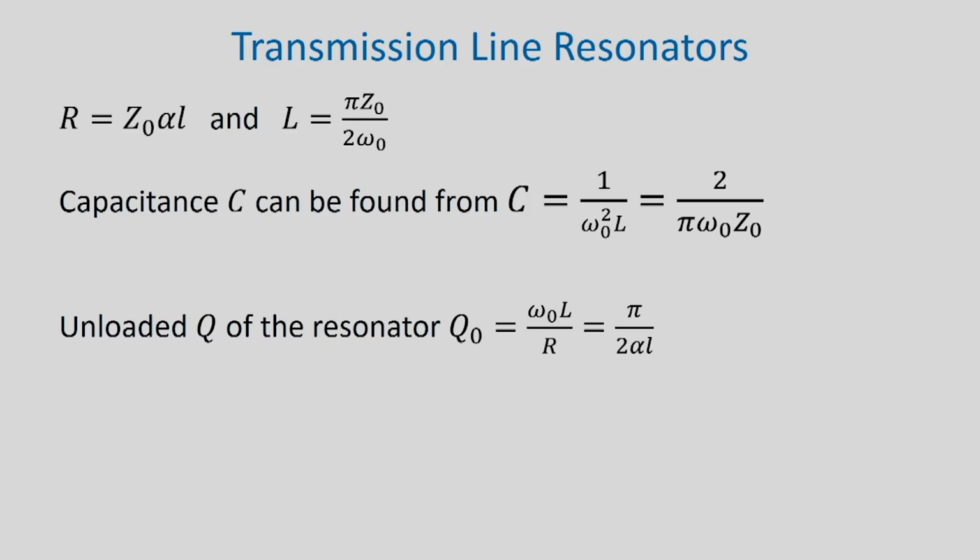Now, the unloaded Q of the resonator is given by Q naught equal to omega naught L by R. So, if we substitute L and R here, R equal to Z naught alpha L and L equal to pi Z naught by 2 omega naught, then we get Q naught, the unloaded Q of the resonator, to be equal to pi by 2 alpha L.